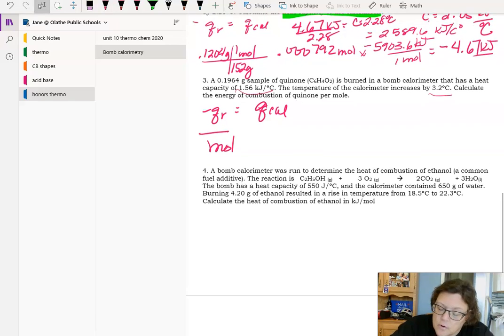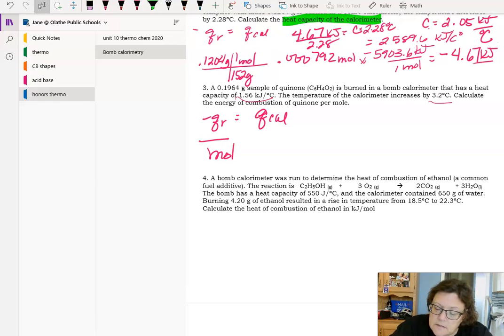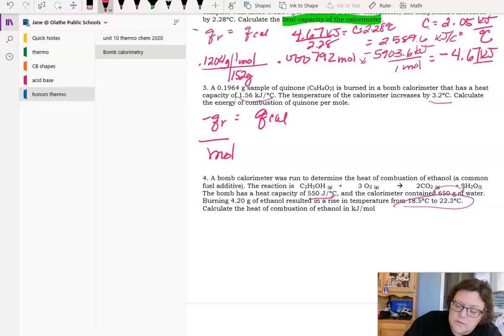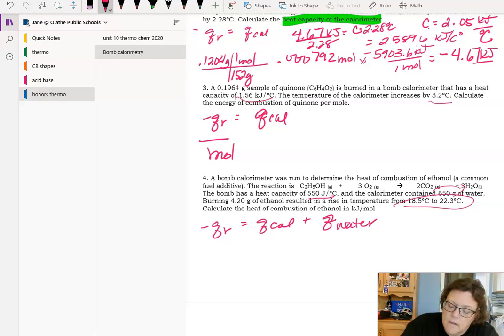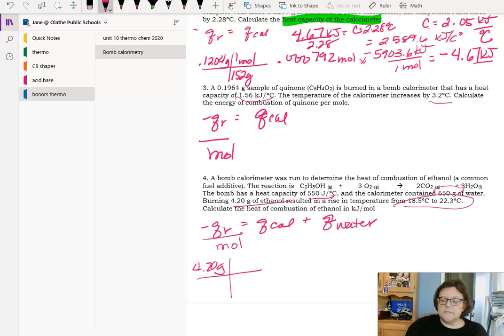For number 4, you've got the heat capacity of the bomb, you've got your temperature change, and you have water. So this one is going to be Q cal plus Q of the water. All right, and then you know you have 4.2 grams of ethanol, so you'll divide that by the molar mass of ethanol, and then take your answer here divided by moles. Okay? Sounds like a plan.